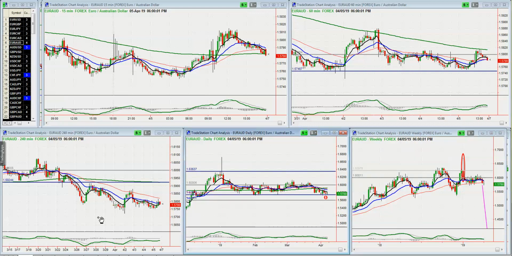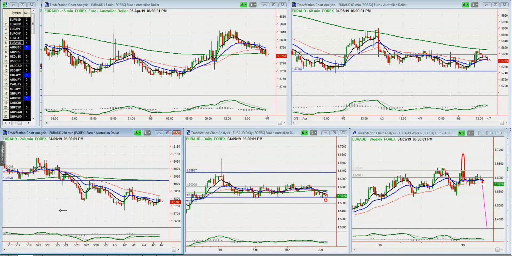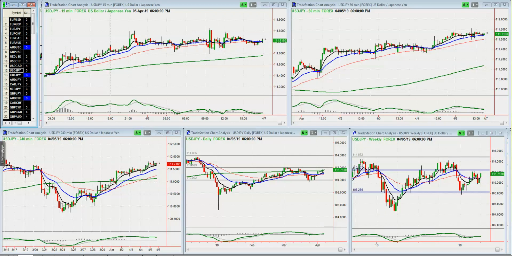That's what we're seeing in other Australian dollar cross pairs as well. And here the important level is this one. And I'm putting that on my stalking list as well to see if there's going to be a break of this level.